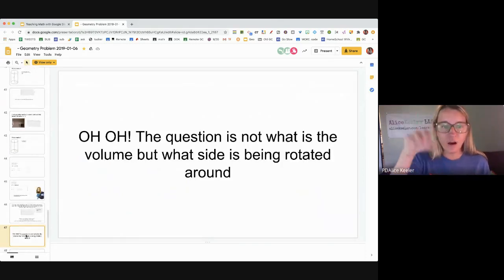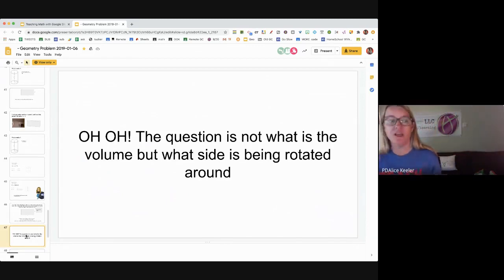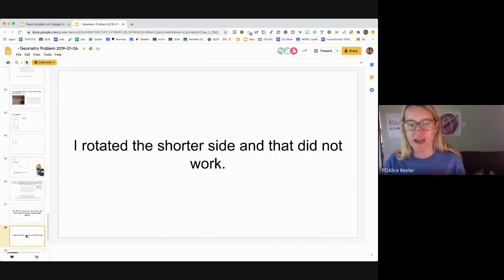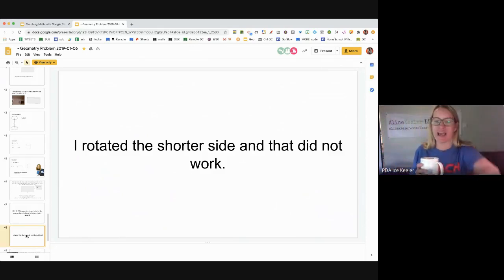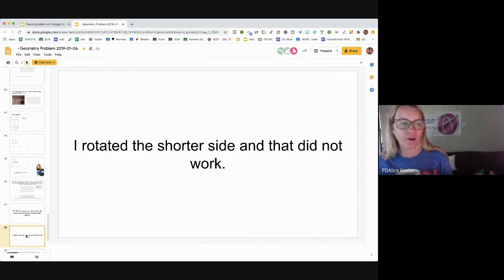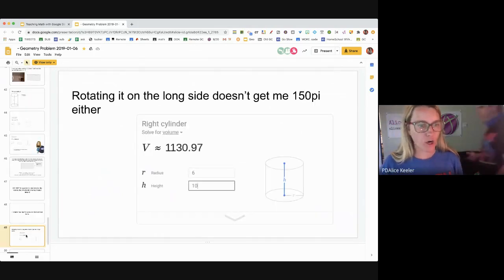And she says, oh, I swear there was a tiny fist pump. You know, she doesn't want to admit it, but thinking feels good, you guys. Feeling dumb does not. And success builds success. So she's starting to see some things and some patterns. She says, I rotated the shorter side and that did not work. Do you see how it gets its own slide? Everything is spaced out and it's this, and then this, and then this, and then this. And it's a journey of their thinking rather than showing their work.